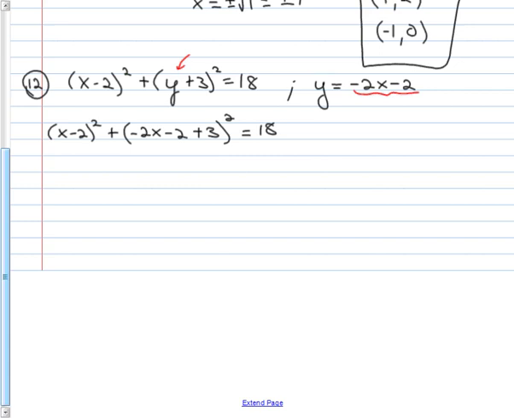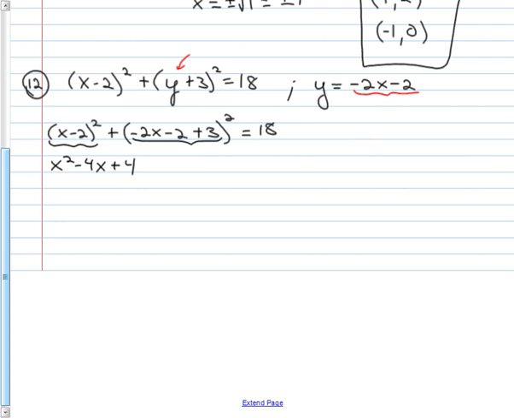We're going to simplify on that second one, right? Let's square this first one. I'm going to use the formula. Square the x squared. Multiply it together times 2 would be minus 4x. Square the negative 2 plus 4.